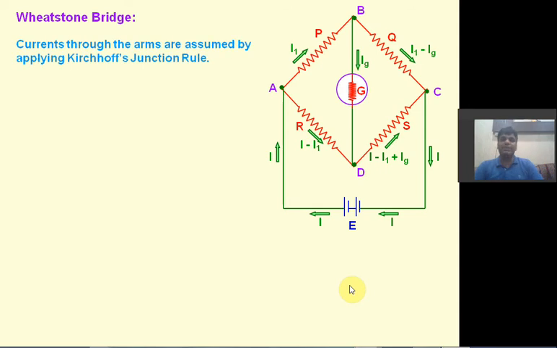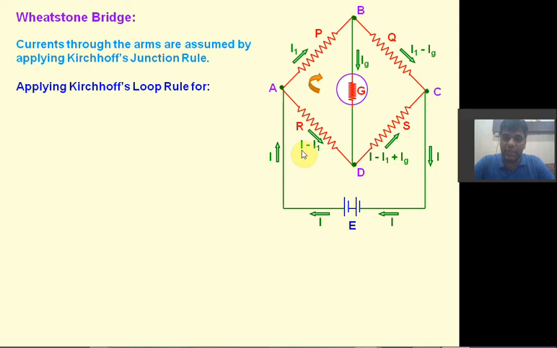Now what is the principle of this circuit? These signs we have taken on the basis of Kirchhoff's law, which we discussed in the last video. By using Kirchhoff's law, the sign convention can be applied by assuming a loop. First I am taking loop ABDA, and we are applying Kirchhoff's law on this loop.